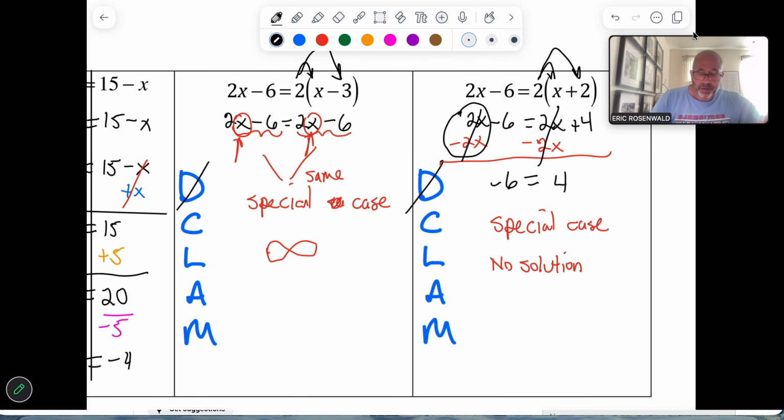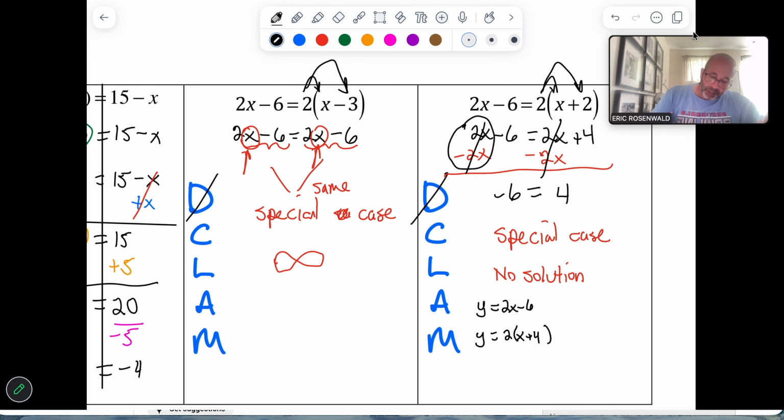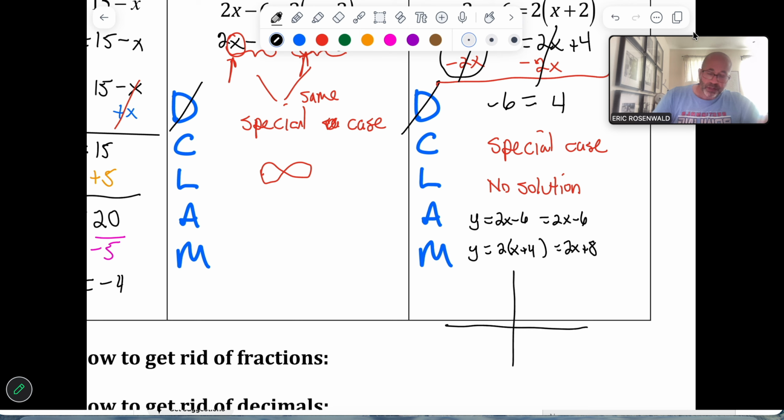And if you think about when this might happen, think about systems. Hopefully you guys have done systems. If I looked at this first equation, and I said y is equal to 2x minus 6, and I set the other equation on the right there, y is equal to 2 times x plus 4. Think about what we get. We have y is equal to 2x minus 6, and then the other one is 2x plus 8. If I was to graph these two lines, that first one would begin at negative 6. We begin at negative 6, and we go up 2 over 1, and this is what my graph of that would look like. But if I graph the other one, it's going to begin at 8, and it's going to go up 2 over 1, and it's going to look like this.